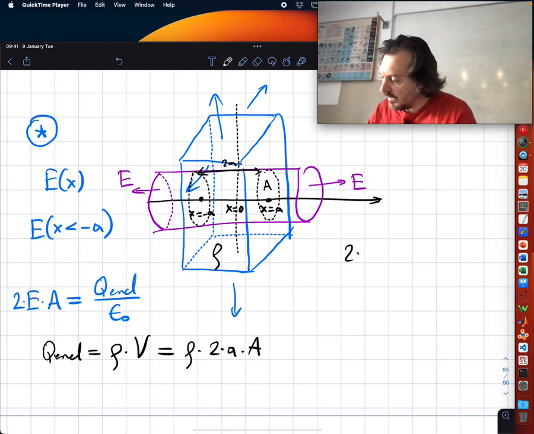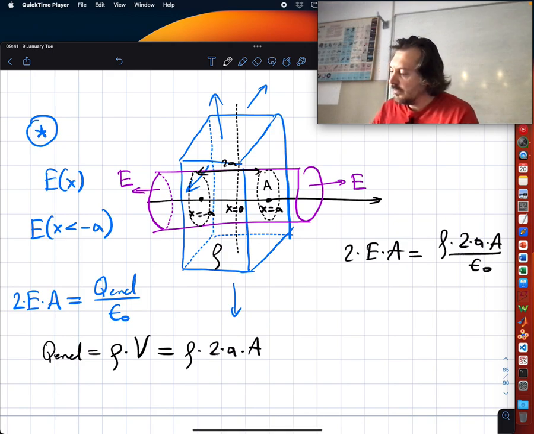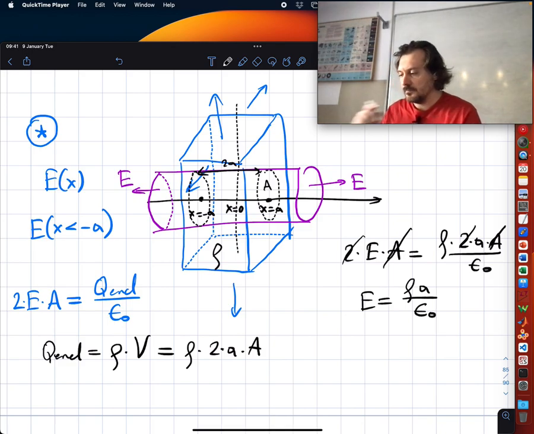So, 2 times E times area is equal to rho times 2 times A times area over epsilon 0. Turns out that 2 cancel each other out, area cancel each other out. E is equal to rho A over epsilon 0. Okay? Did you follow this?